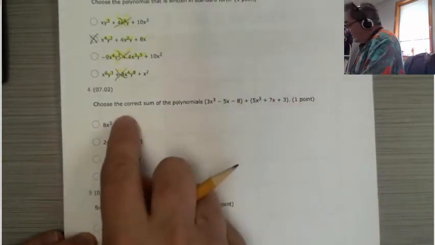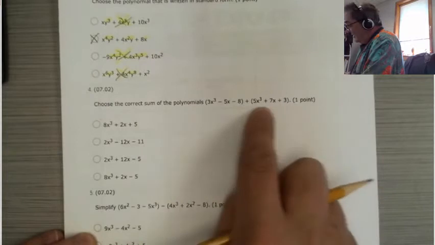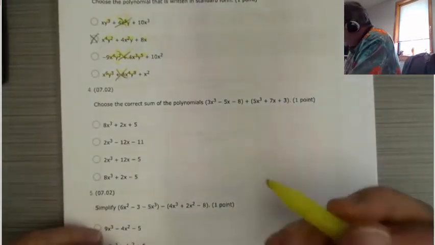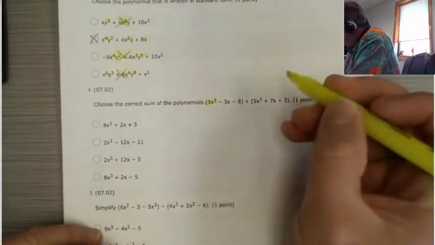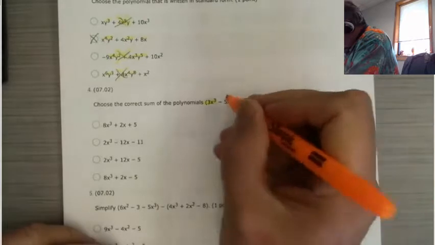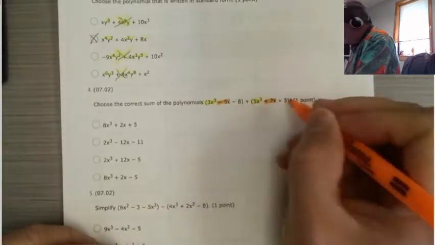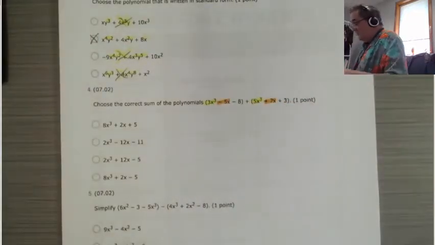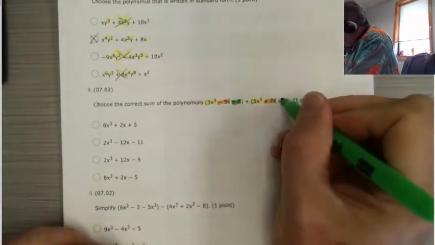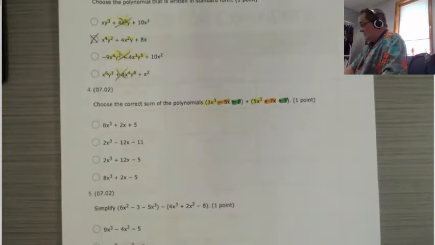All right, choose the correct sum. We're adding polynomials together. So to do that, you have to identify like terms. 3x to the third, 5x to the third. Those are both third-degree terms. Negative 5x, positive 7x. Those are both first-degree terms. And then the constants, negative 8 and plus 3. Okay, so the constants go together.